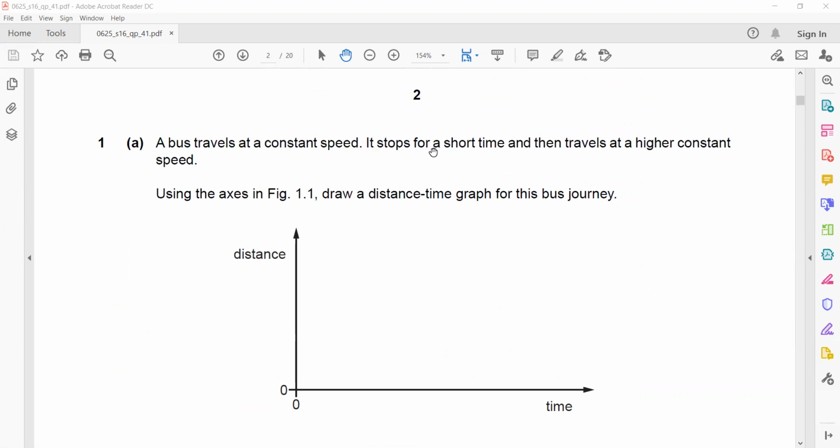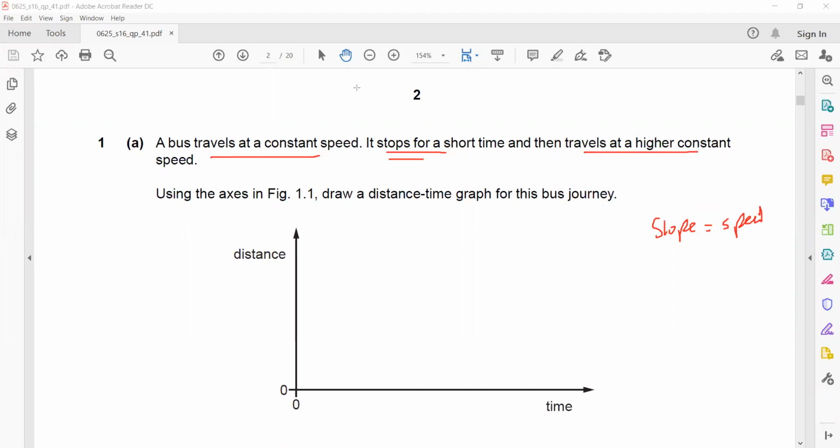Then stop means the distance will not change, and then travel with a higher constant speed, so it will be steeper. The two lines should not be parallel. The third line should be steeper as compared to the first one. Both are constant speed. For example, A and C are constant speed, but speed at C is higher than A.